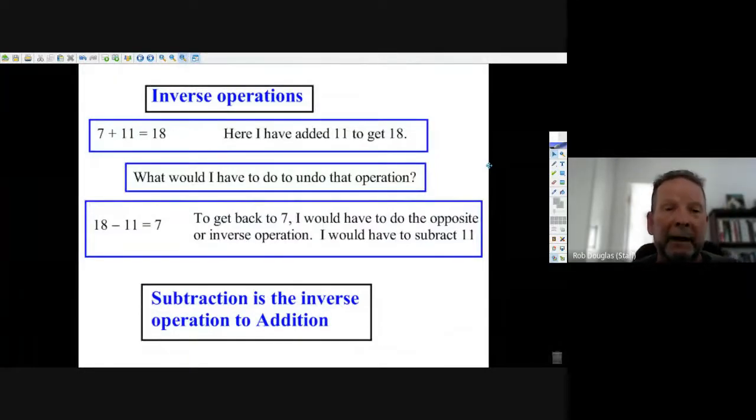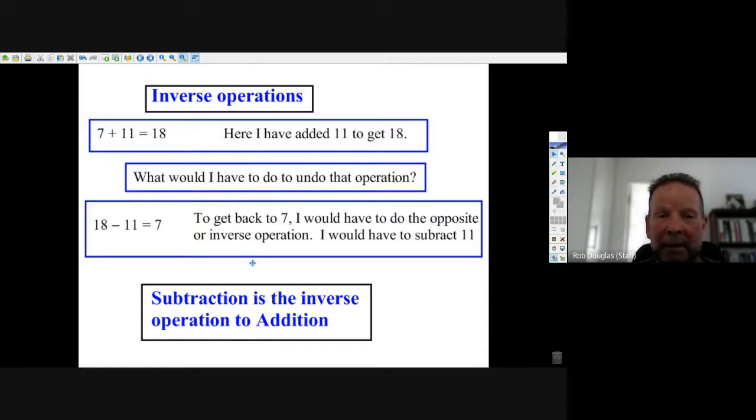Okay, we're going to look at inverse operations, and they're really important in mathematics and lots of different places. So, anyways, we know that 7 plus 11 is 18. Now how would I undo that operation so that I get back to 7? What would I do? Well, I bet you can think, instead of adding 11, if I took this 18 and subtracted 11, I'd get 7. I'd get back to where I started.